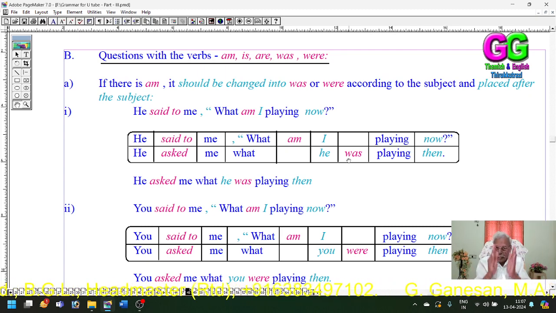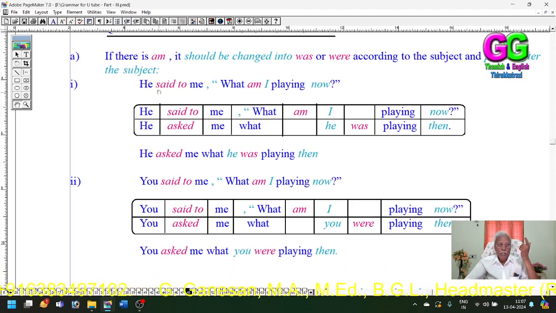Singular subjects would take only a singular verb. Plural subjects would take a plural verb. As he is a singular subject, it has taken the singular be verb of past tense, was. So here, am has been changed into was and placed after he. I refers to the speaker, so I has been changed into he. No change in the existing verb. Now has been changed into then. He said to me, what am I playing now? He asked me what he was playing then.